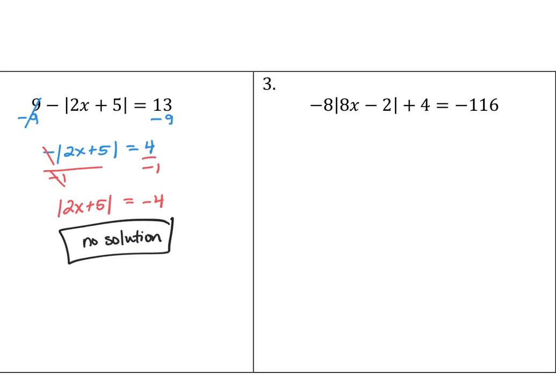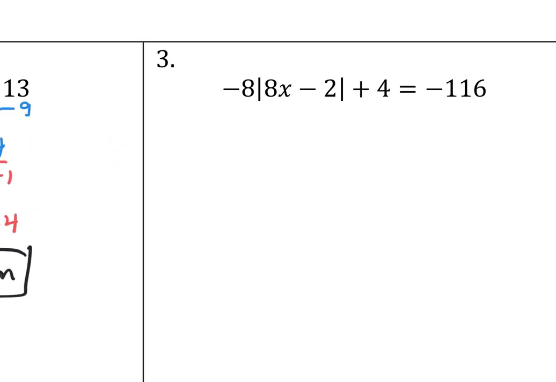And one more example here. Again, number 3, we have -8 times the absolute value of 8x minus 2 plus 4 is equal to -116. So we need to isolate this absolute value. Right now it is equal to a negative, but we cannot make any decisions about whether or not there's a solution until we have the absolute value bars isolated. And then if it is equal to a negative, then it's no solution. But right now we have these extra constants and coefficients that we need to move over first.